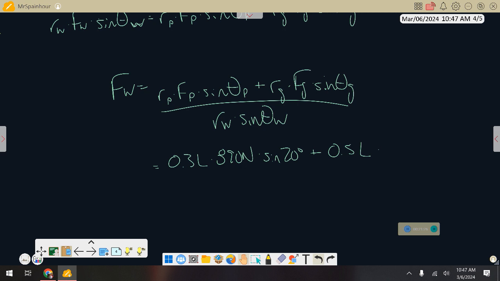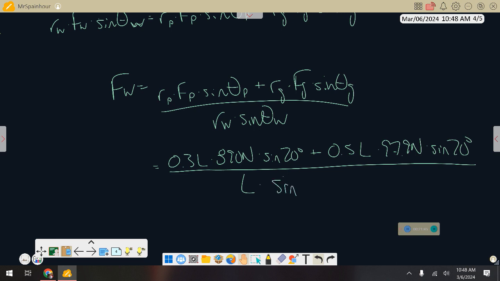And what is force of gravity? 97.9. And what's the angle on that guy? 20. Divided by, what's the lever arm of the wall? Not quite. L, there it is. And what's the angle on this? 70. It would be nice if it was 20, because if it was 20, who the heck cares what the angle is at all? They'd cancel out anyway. And there are problems that actually do end up that way, like a seesaw, in case that comes up on your homework. But it doesn't, because they are different, so you do have to be careful.